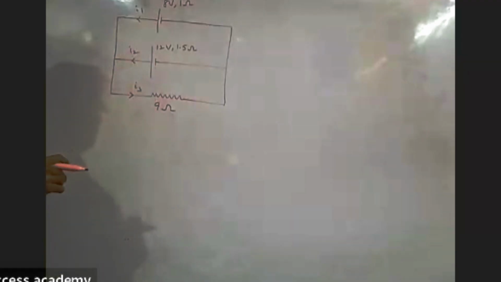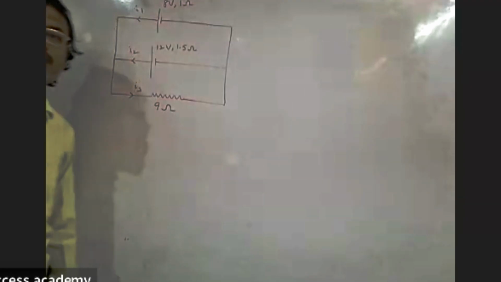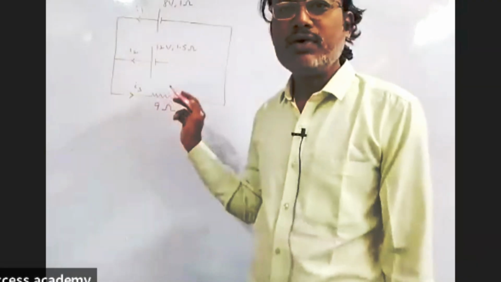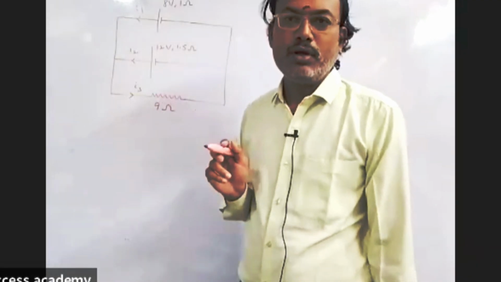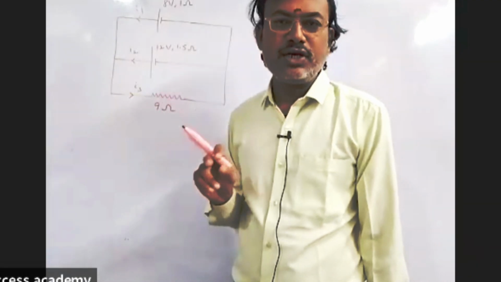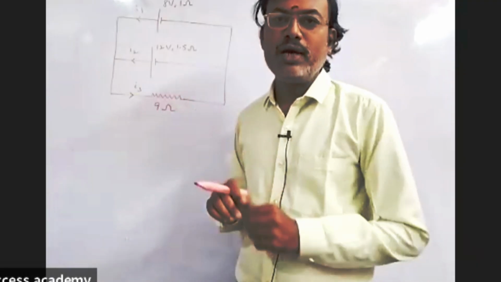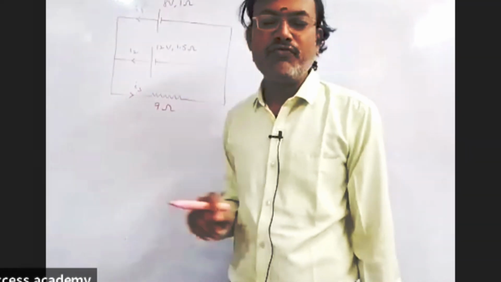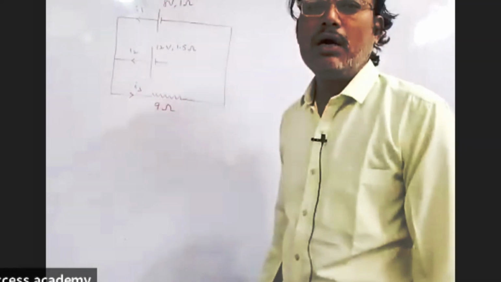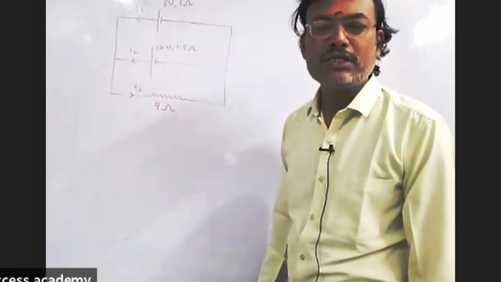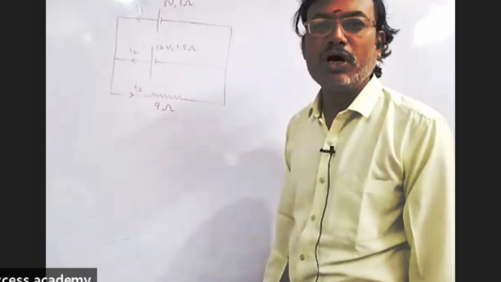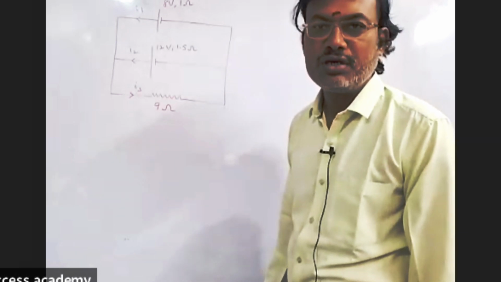The question is find I1 and I2 in the circuit. So with that we can calculate I3 also. In the last class, I said to you directly how to calculate I3 by using the formula E1 by R1 plus E2 by R2 by 1 plus capital R into 1 by R1 plus 1 by R2. I said to you one question, right?